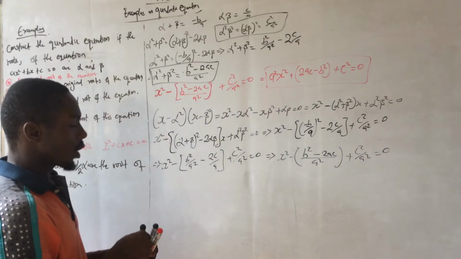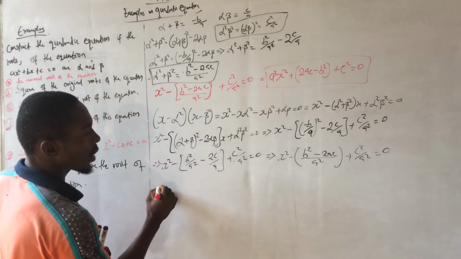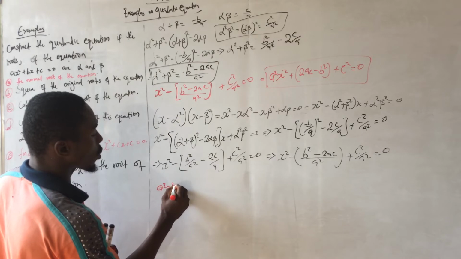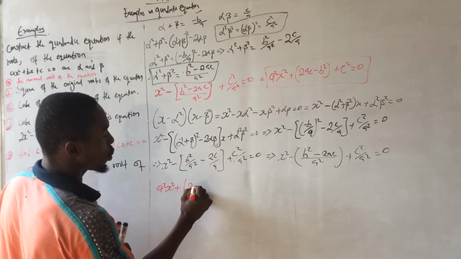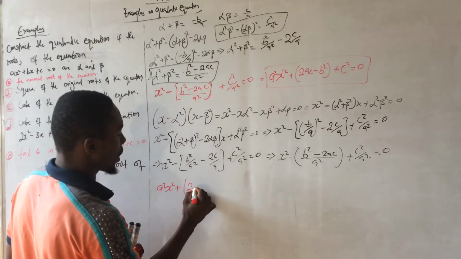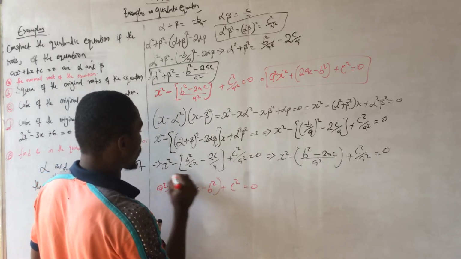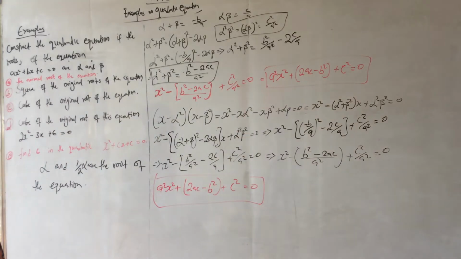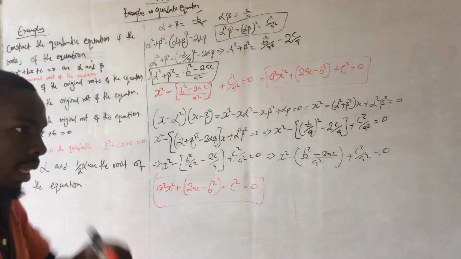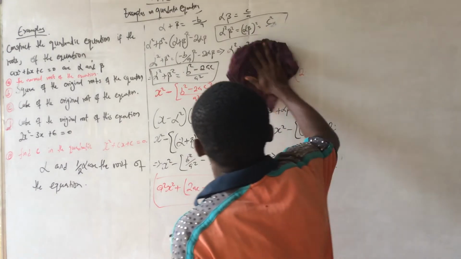So now let us make this equation look more beautiful by multiplying all through by a squared. So we now have a squared x squared, then plus 2ac minus b squared plus c squared is equal to 0. So this is the quadratic equation we want to obtain, and this equation and this equation are the same. So any method you want to use, you can use, and you must surely get to the same answer. So without wasting much time, we go over to E.